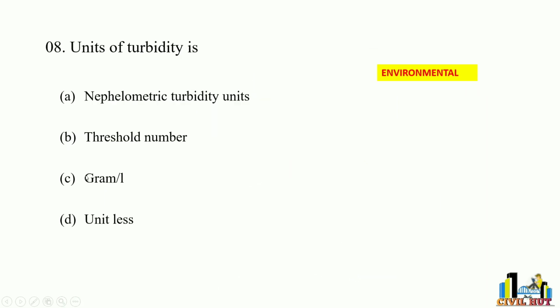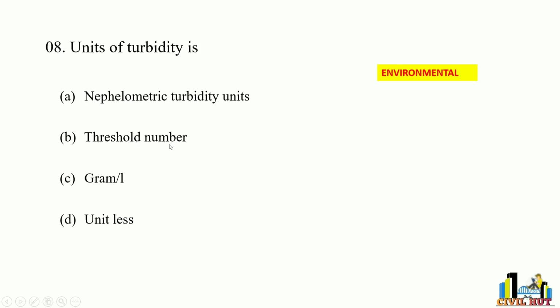Next question: the unit of turbidity is A. Nephelometric turbidity units, B. Threshold number, C. Gram per liter, D. Unitless. The option A itself consists of turbidity units, so maybe option A.